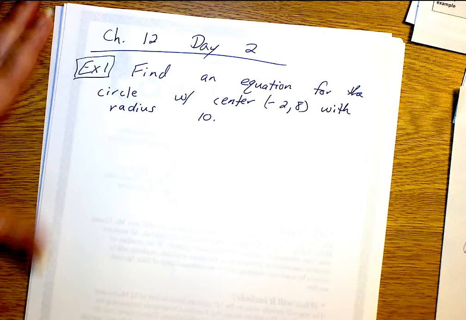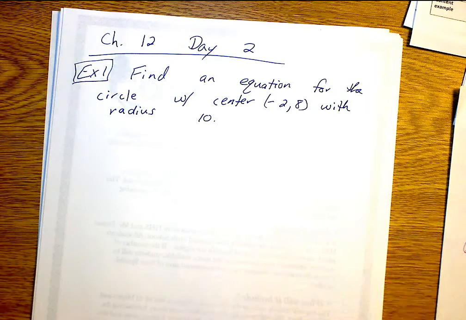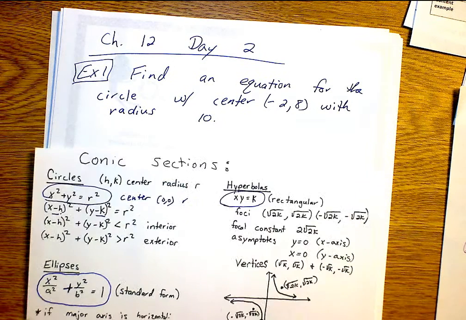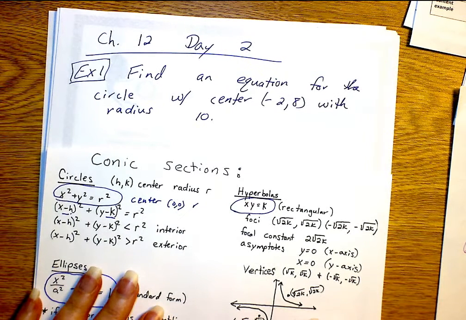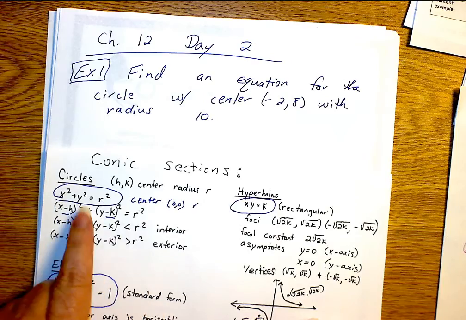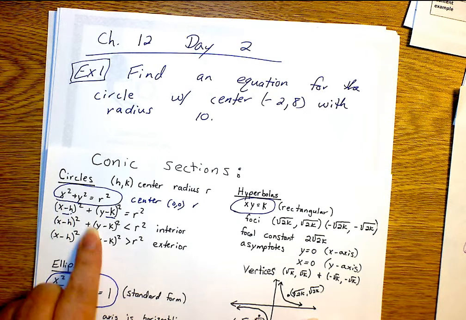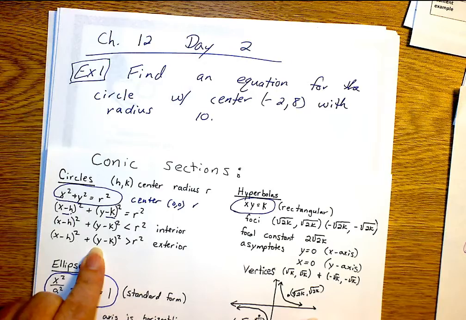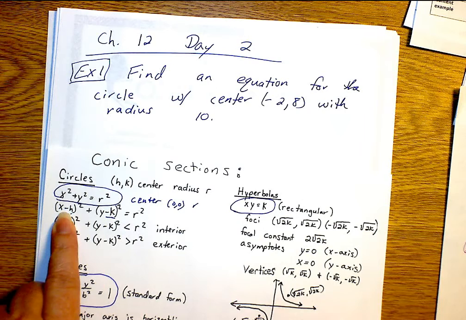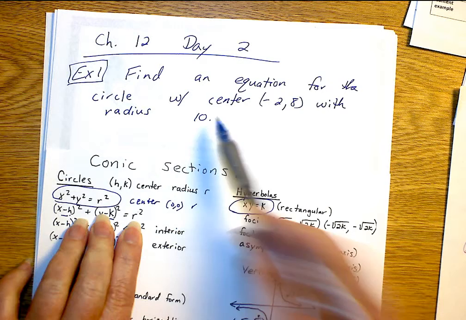The biggest thing with this chapter is you are always going to have to keep coming back to this piece of paper. Every day you're going to be coming back to this. Yes, we did graph some things, but we always have to come back to this, and today we're going to be working with these 4 formulas. Since we are doing a circle with center (-2, 8) and radius of 10, we're going to use this one right here.